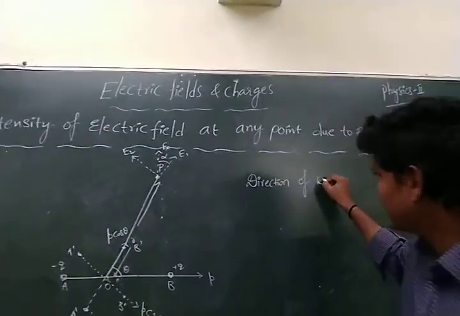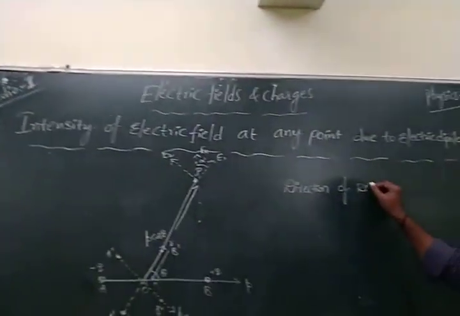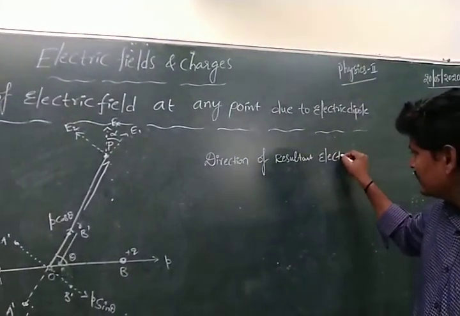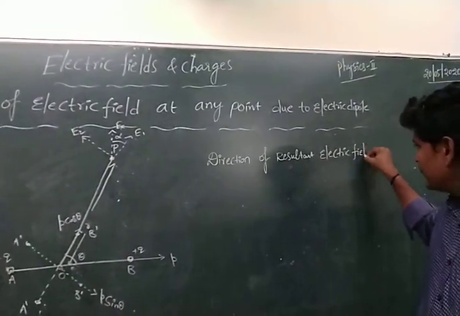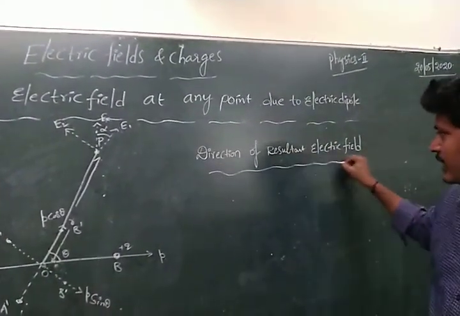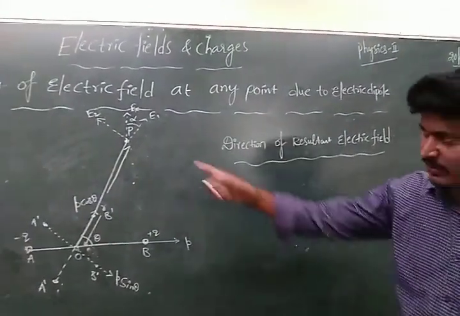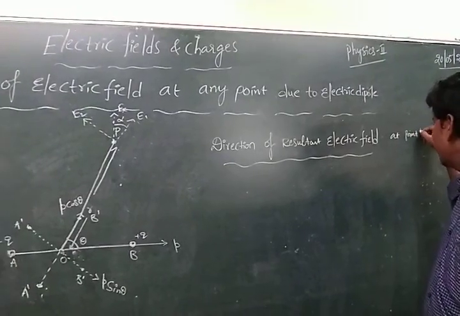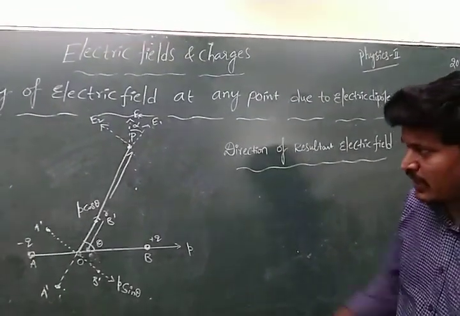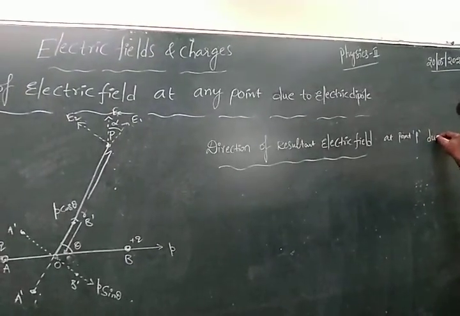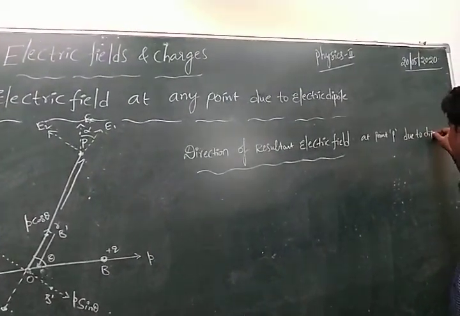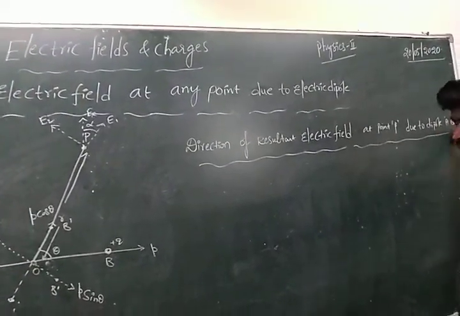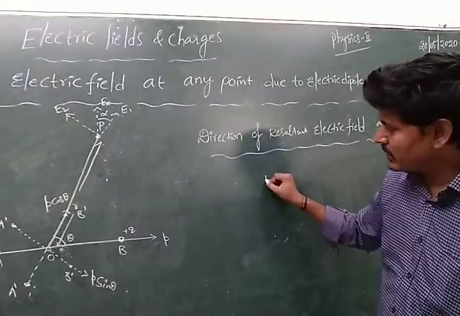Direction of resultant electric field. So, the direction of the resultant electric field at point P, due to dipole AB. Okay. So, how will we measure the direction?